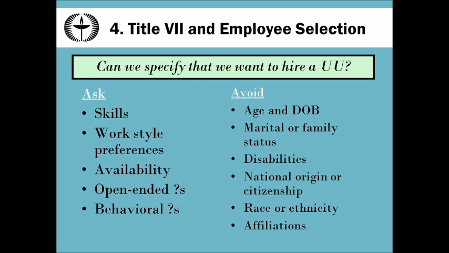If you can, avoid questions around age or date of birth, marital or family status, disabilities, national origin or citizenship, race or ethnicity, and affiliations. In affiliations, things like club memberships. Are they in the country club? Typically, country club memberships, things like that, were exclusive to certain religions, or excluded people from different ethnic groups or different religious groups, so you may want to avoid things like that.